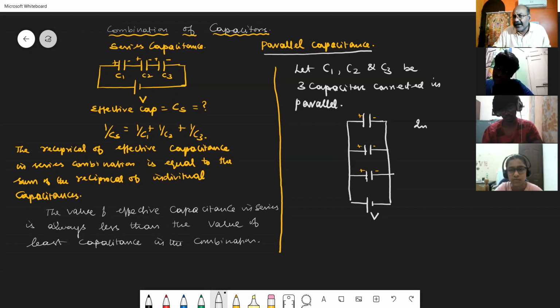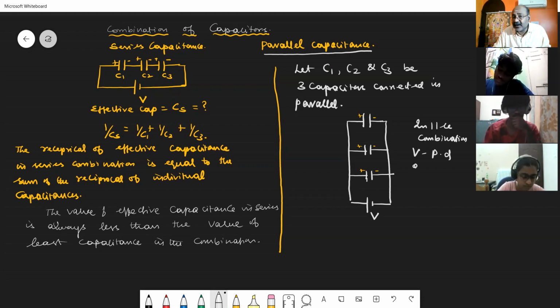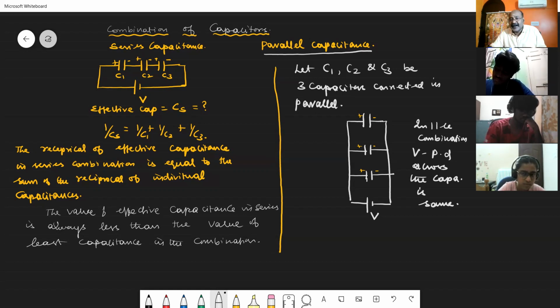See, in parallel combination, the charge flowing through each capacitor differs, but V, the potential difference across the capacitors, is the same, or we can say it is a constant. Since they are connected in parallel, the potential difference across C1 is equal to the potential difference across C2 and across C3. All are connected across V. So we can say the potential difference is constant.